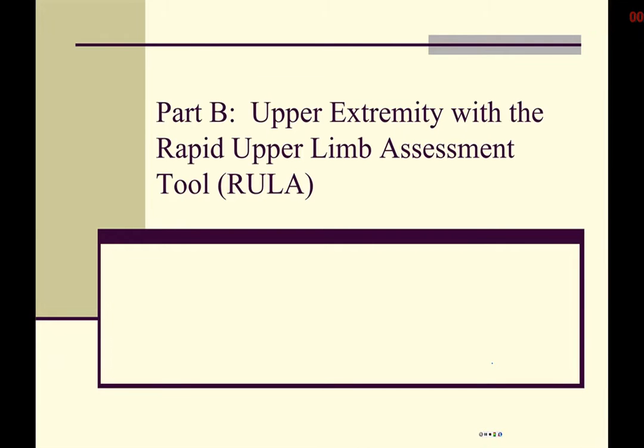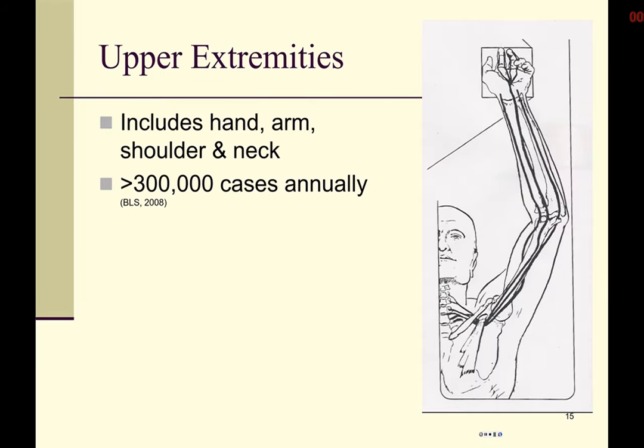In this mini lecture, we're going to switch to the upper extremity and take a look at one of the tools in ErgoWeb called UE-RULA, or the Rapid Upper Limb Assessment Tool. For the upper extremities, abbreviated UE, this will include the hand, the arm, the shoulder, and neck, so upper extremities.